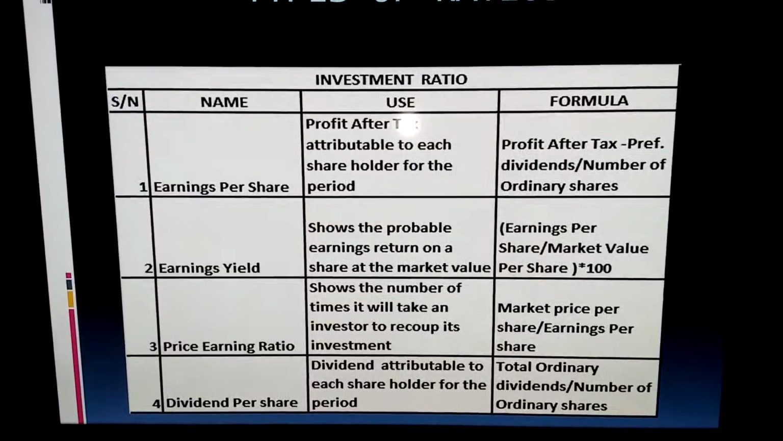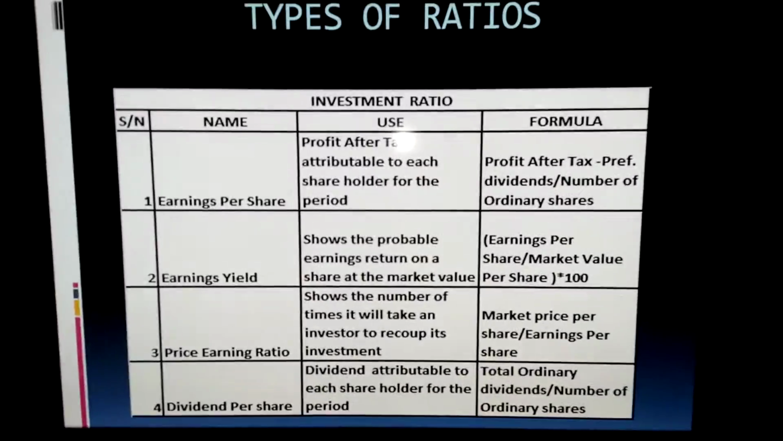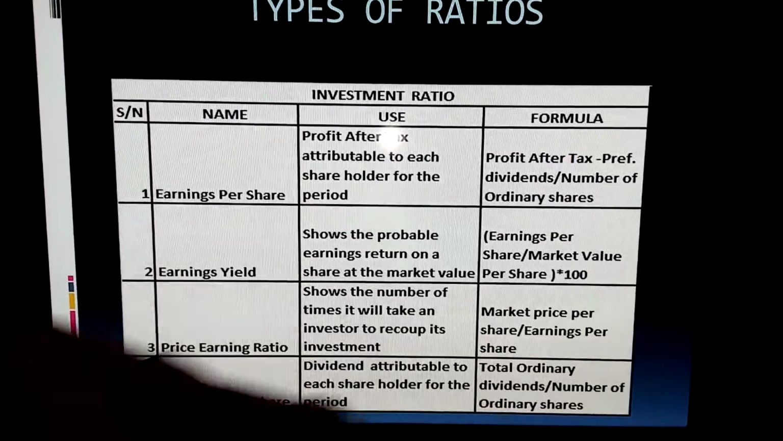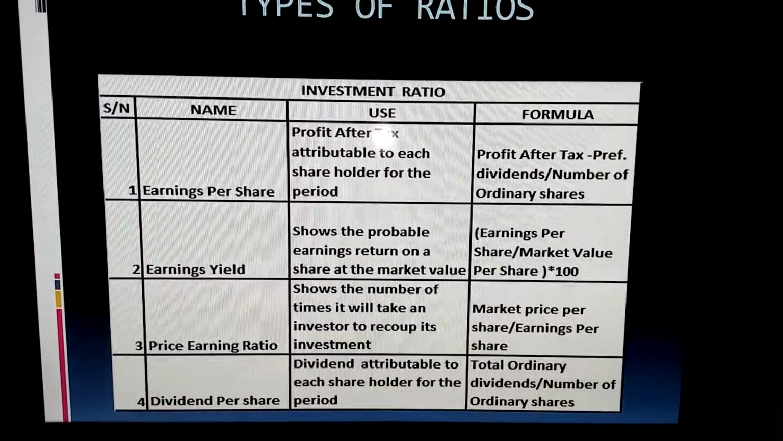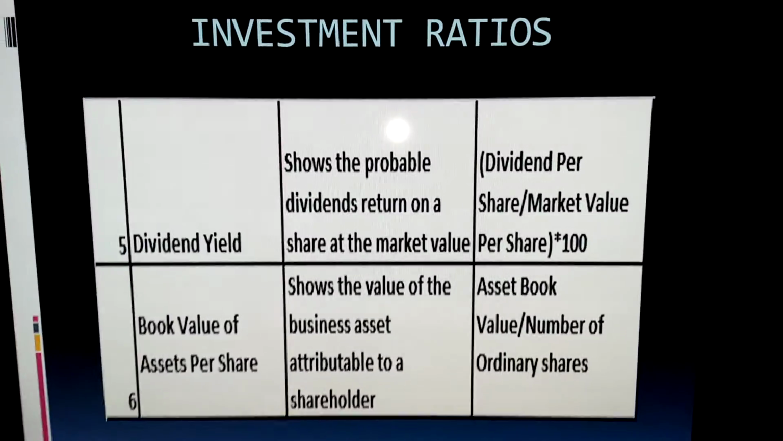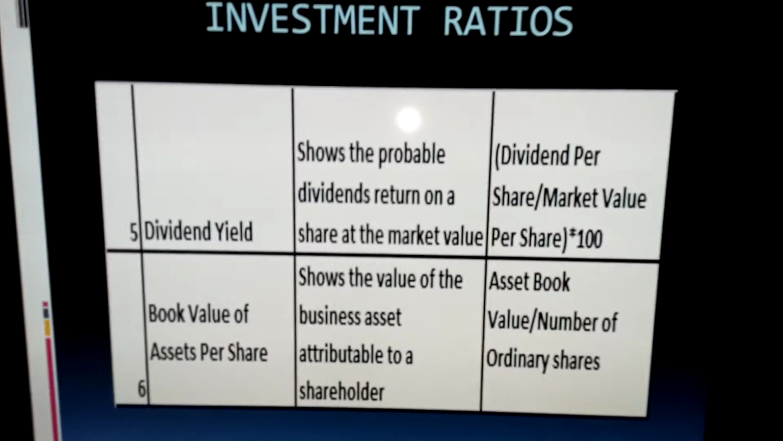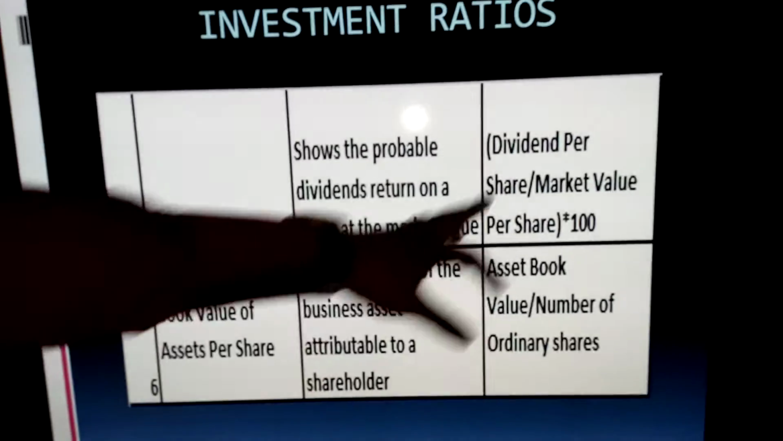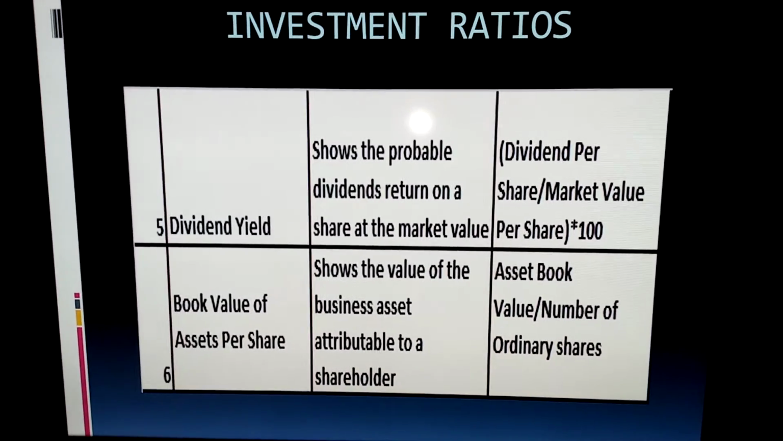Dividend per share. Okay, what is one share getting in terms of dividend? So we say total ordinary dividends divided by number of ordinary shares. Dividend yield. What is the potential dividends to be made on a share bought from the market? Okay, so we say dividend per share divided by market value per share, times 100 over 1 to be measured in percentage.